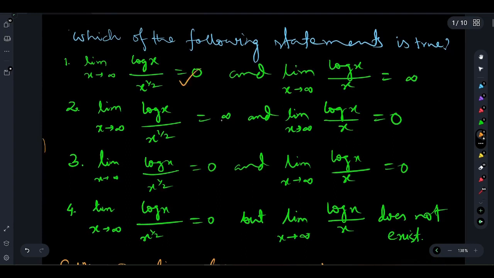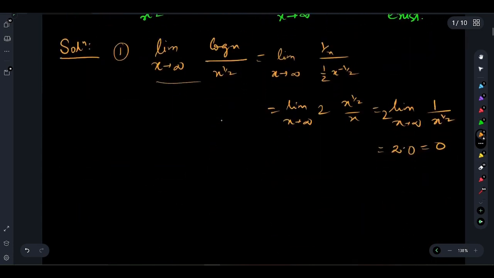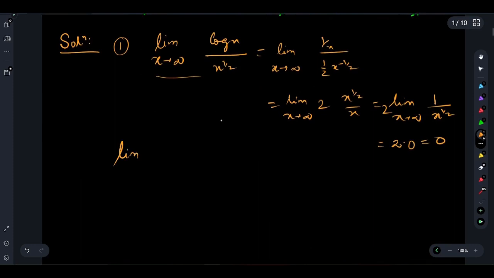Now we have to check whether this option is correct or not. So it is given that limit x tends to infinity log x by x equals to infinity. So limit x tends to infinity log x by x equals to infinity, it is given. But substituting x equals to infinity in this expression, we can check that this is infinity by infinity form.